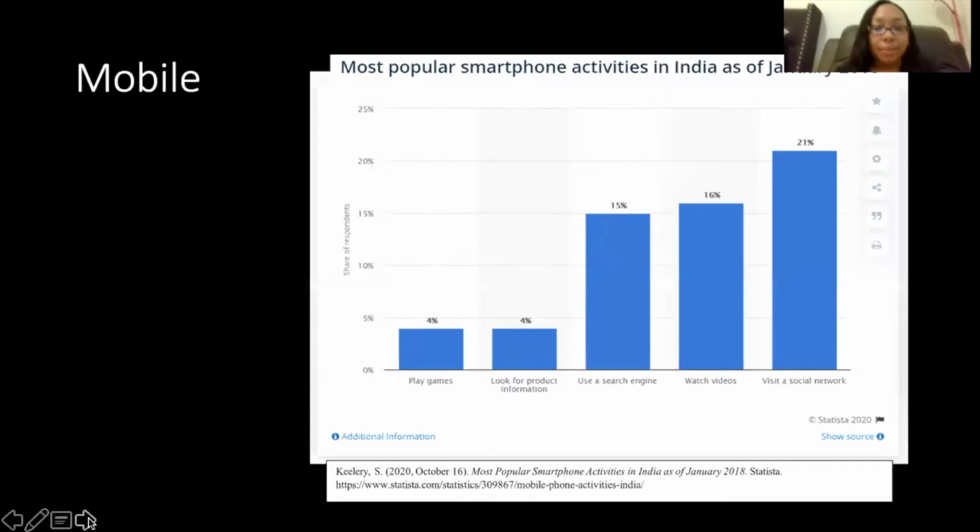Some of the most popular activities people in India like to do on their smartphones would be playing video games, looking for product information, using a search engine, watching videos, and visiting a social network site. But as you can see, they visit social network sites more than anything else, 21% of Indian smartphone users.